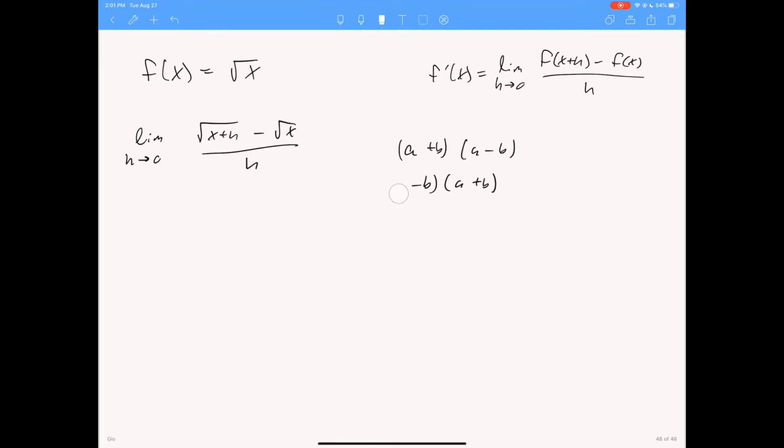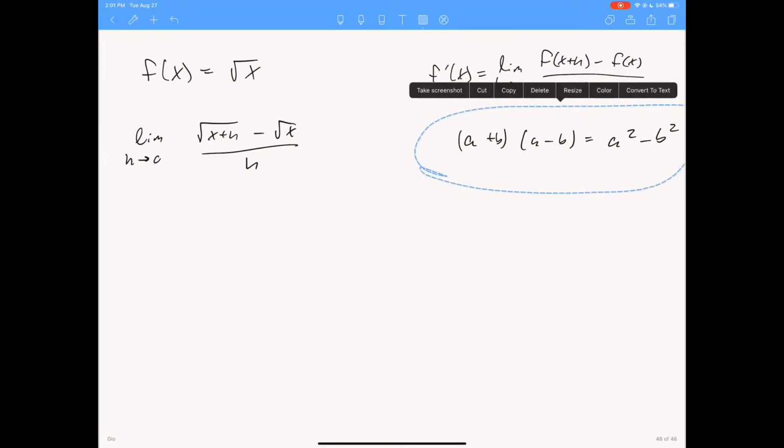So why is that important? Well, if you multiply by the conjugate, we can actually FOIL this out. So a squared plus ab minus ab minus b squared. Middle terms cancel out. You get a squared minus b squared. So if you multiply by the conjugate, you'll get the difference of two squares. And that will actually come in handy for us in this particular problem. So let me move this so we could reference it.